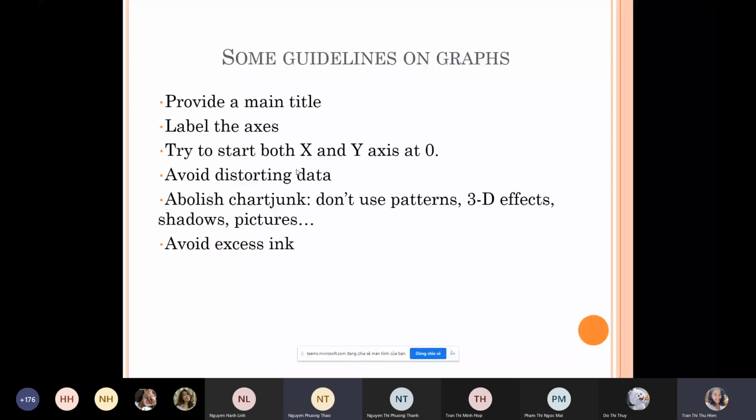Some guidelines on graphs: provide the main title, which includes the main information. We have the vertical and horizontal axes, so you have to label them. Try to start both the X and Y axes from 0. Avoid distorting data, and don't use patterns, 3D effects, shadows, or pictures. Avoid excess ink. These are some guidelines to make a graph by yourself.